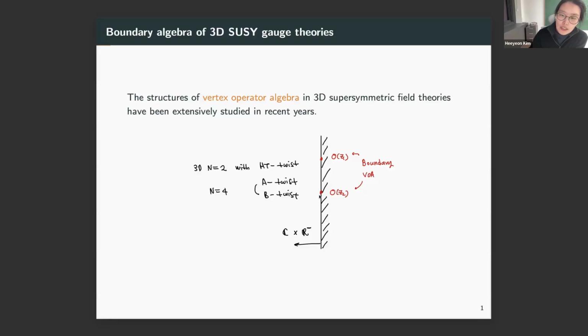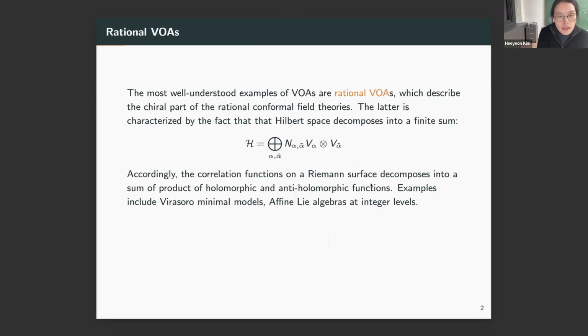And on the 2D boundary, there is an interesting algebra of local operators, which often forms the structure of vertex operator algebras. The most well understood examples of those 2D vertex operator algebras are rational vertex operator algebras. This is nothing but what describes the chiral parts of rational conformal field theories.